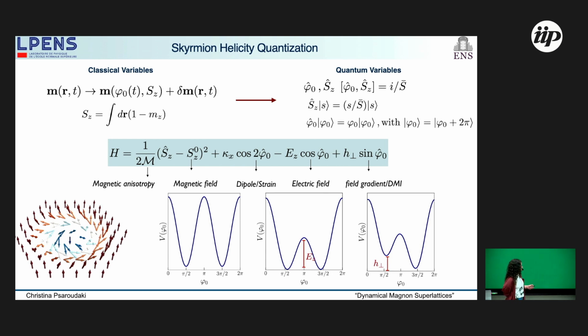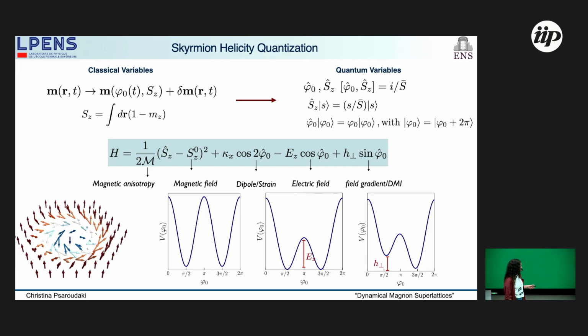For example, if we have small dipole-dipole interactions, or if we use strain, we can generate a cosine of 2 phi naught, so a double well. If we apply an electric field, that is going to tune the barrier of this double well, and if we apply a field gradient, we can create a depth difference. So maybe you're seeing now where all this is going.